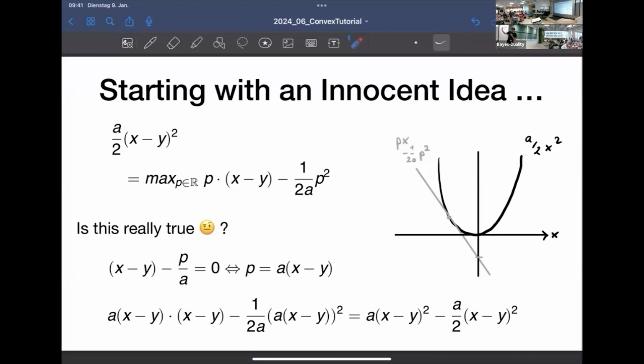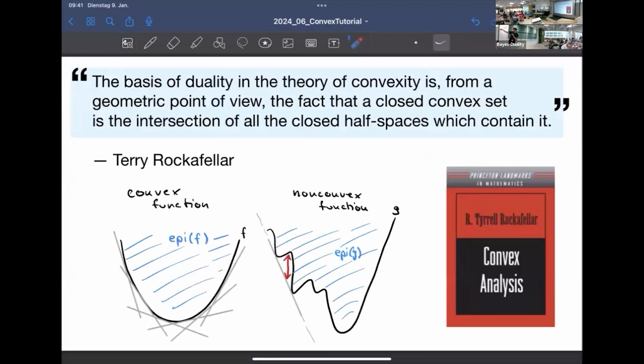One more comment before I show how this can be used to derive dual problems for ridge regression. I really want to tell you that if you understood this, you really know everything. There's the person who founded this field, Terry Rockafellar, or maybe he didn't found it actually, but he was one of the major figures in the field.